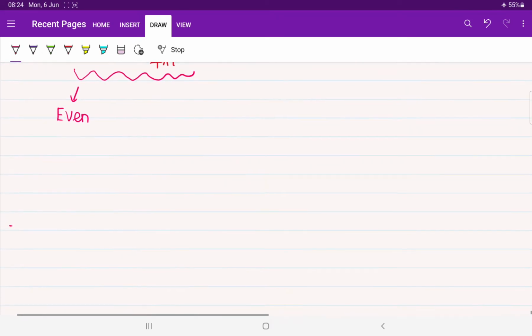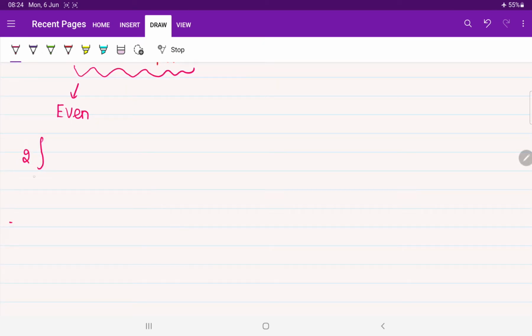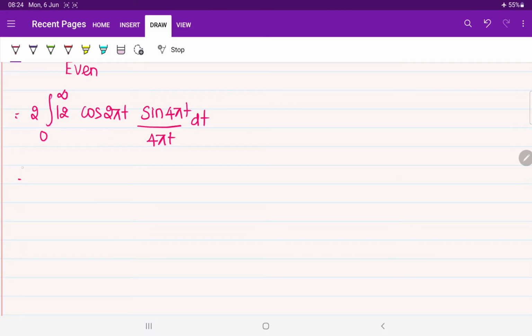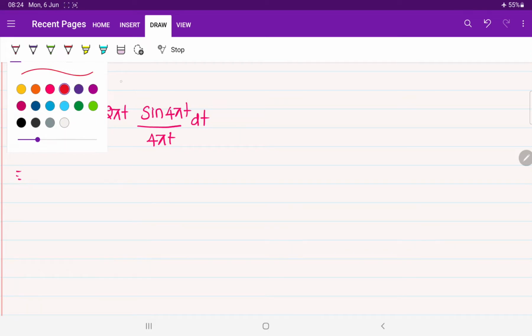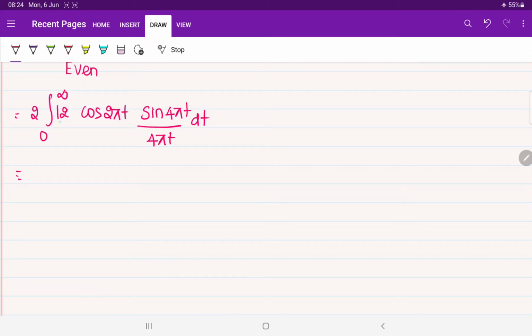If it is an even function, then this limit can be further written as 2 times the integral from 0 to infinity of 12 times cos 2 pi t into sin 4 pi t, in the denominator 4 pi t, dt. According to the even function property I have written this. Now take all constant parameters outside. 2 is there, and if you take 12 outside, 2 into 12 will become 24.